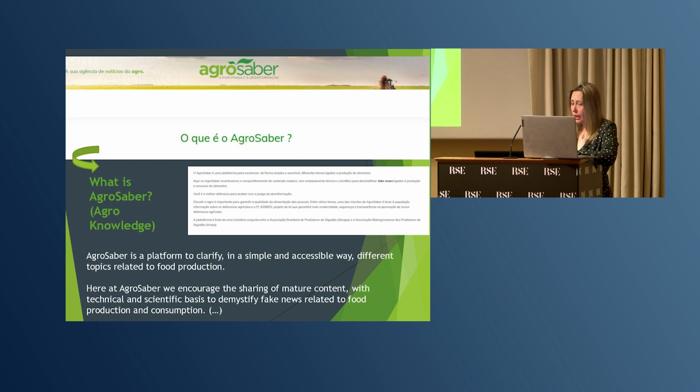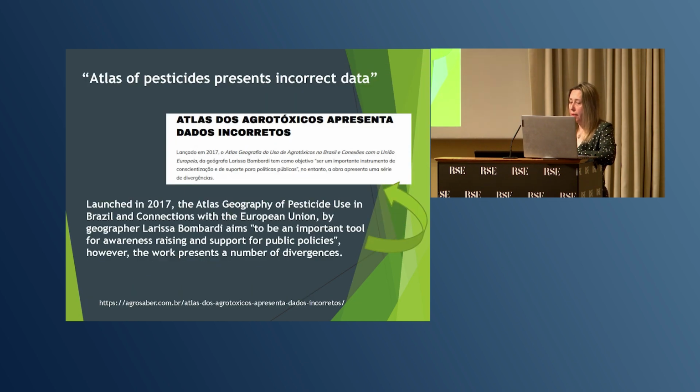Look, in this website, what is AgroSaber? AgroSaber is a platform to clarify in a simple and accessible way different topics related to food production, and so on. And then about my atlas of pesticides presents incorrect data. So this is one example among others.